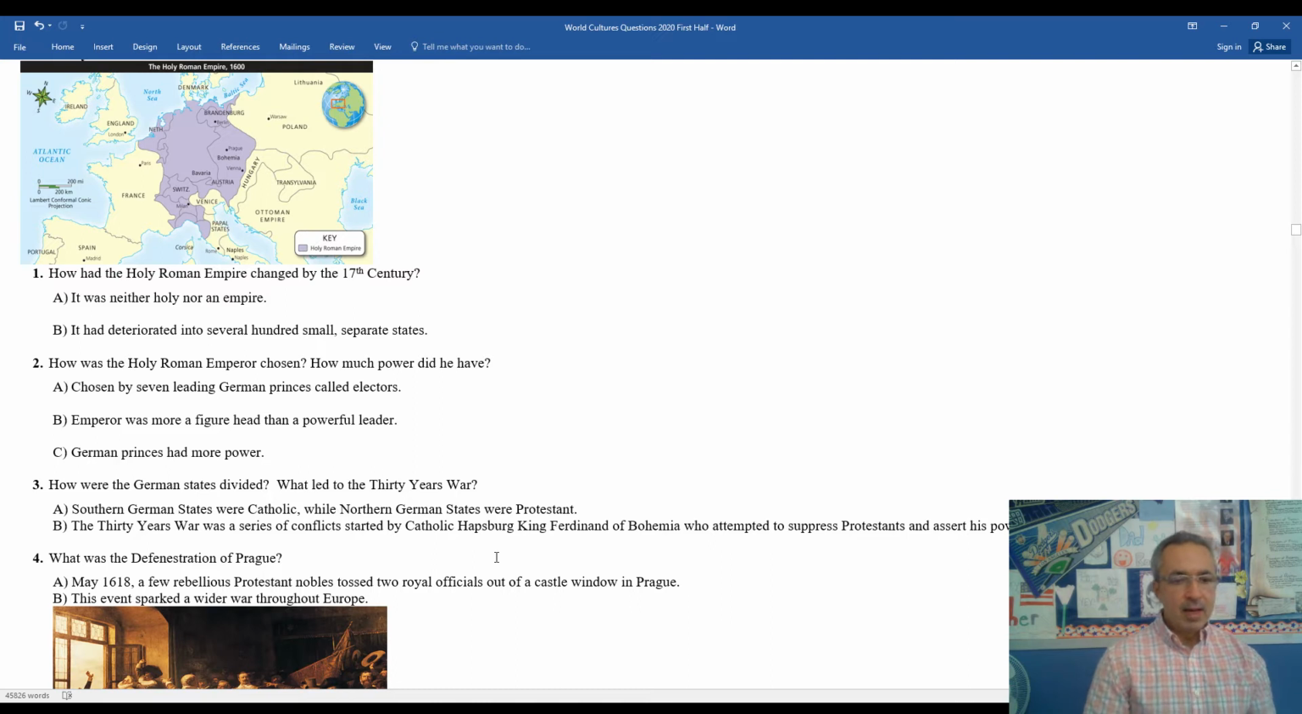Okay, question 1. How had the Holy Roman Empire changed by the 17th century? By the 17th century, it was neither holy nor an empire, as it was deteriorating quite quickly. It had splintered or split into several hundred small separate states.